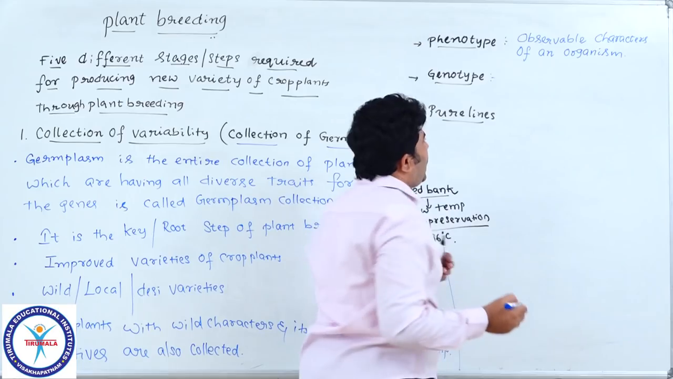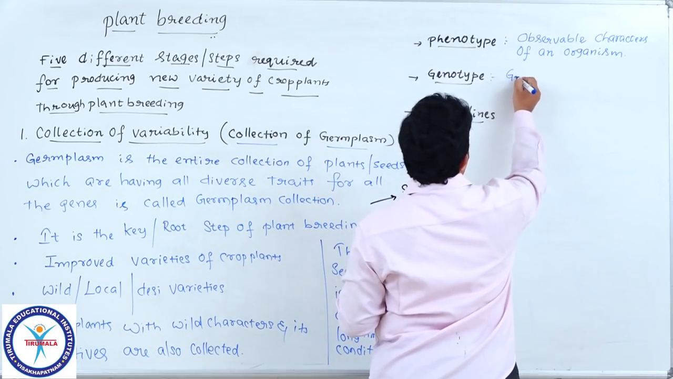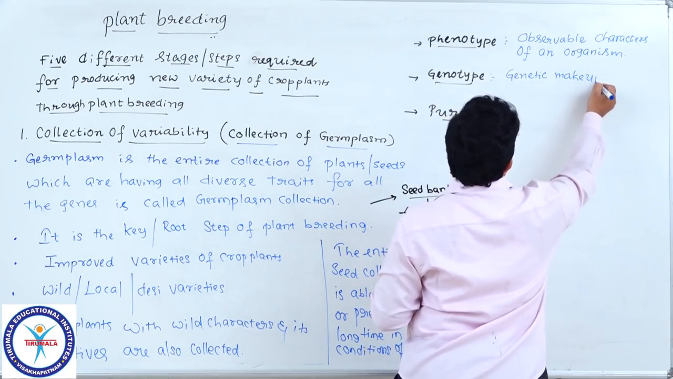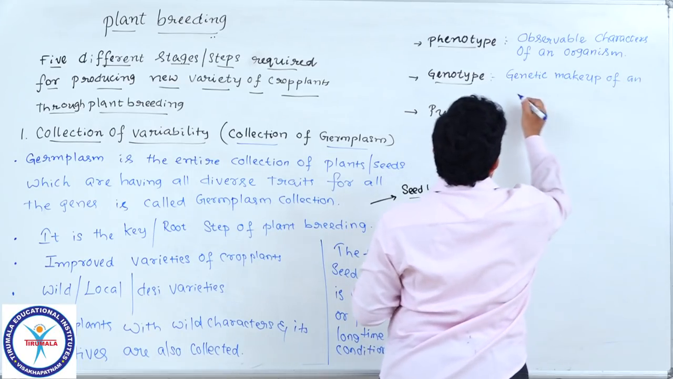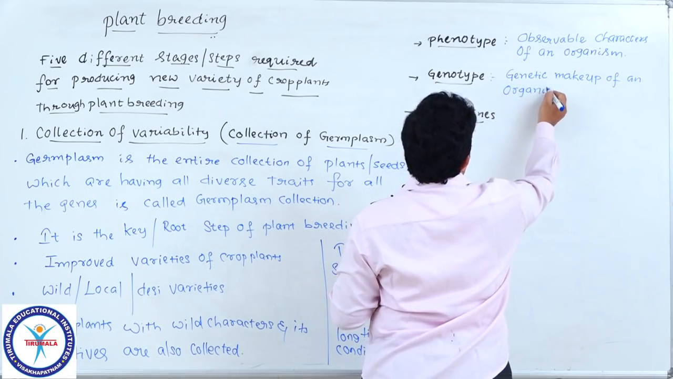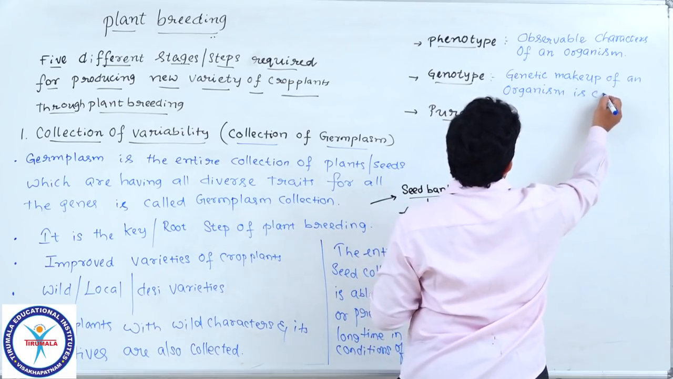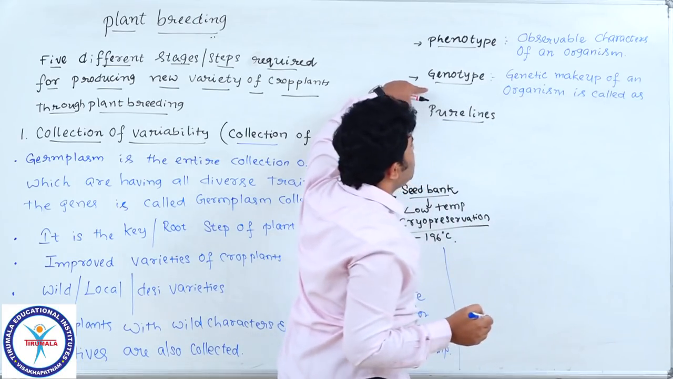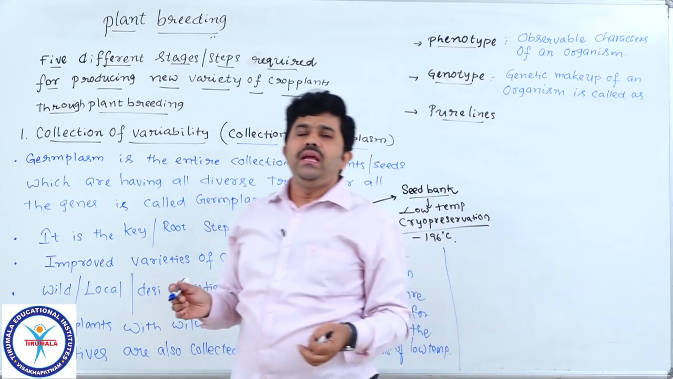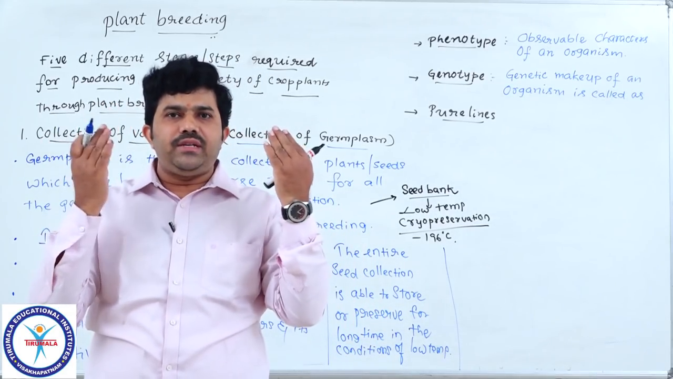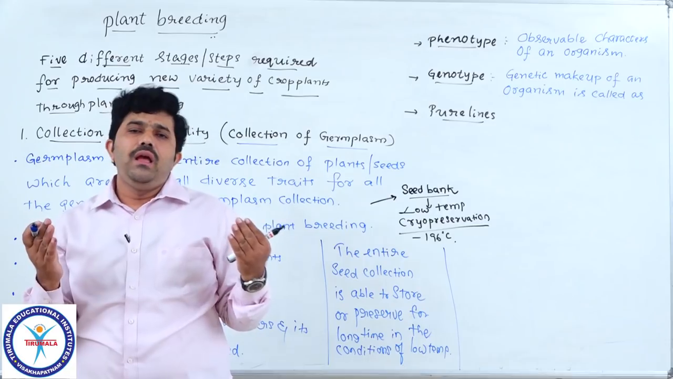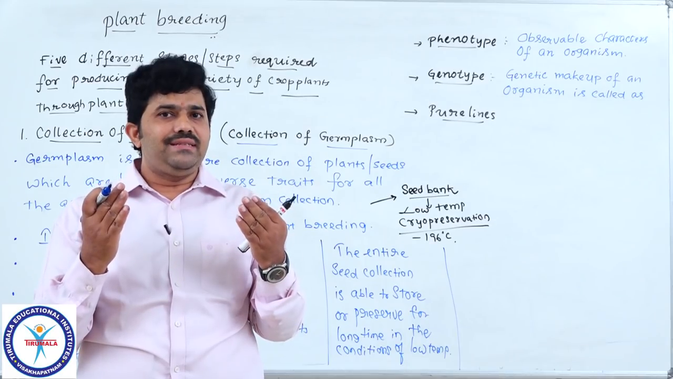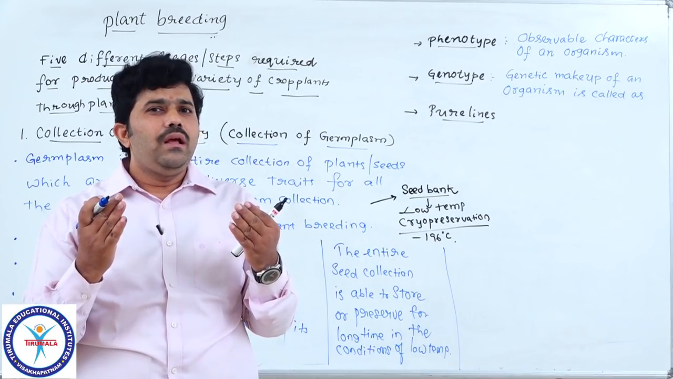What is the genotype? It is the genetic makeup of an organism. Genotype means genetic makeup of an organism. Already we discussed a little bit about phenotypic characters. Whatever external characters, physical characters, and appearance we are observing, all those are the phenotypic characters.